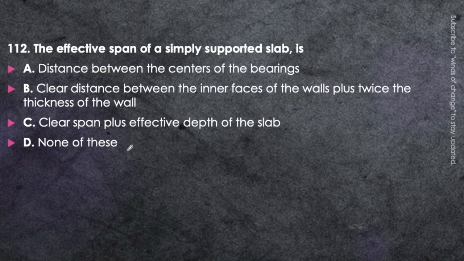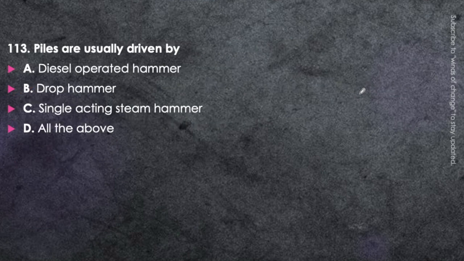Next question. The effective span of simply supported slab is distance between the center of the bearings, clear distance between the inner faces of the walls plus twice the thickness of the wall, or clear span between the effective depth of the slab, or none of these. Just think about it. In case of the simply supported slab, what will be the effective span? The answer will be option B. This has to be the clear distance between the inner faces of the wall, first of all, plus twice the thickness of the wall. Okay, so memorize it. It is also important.